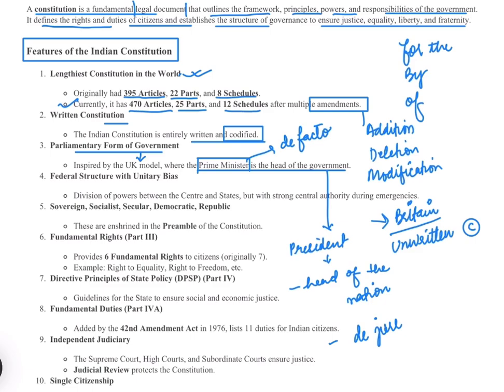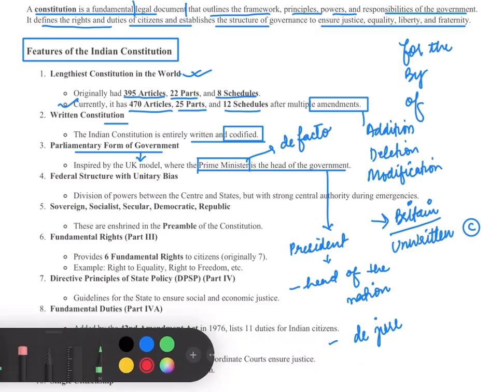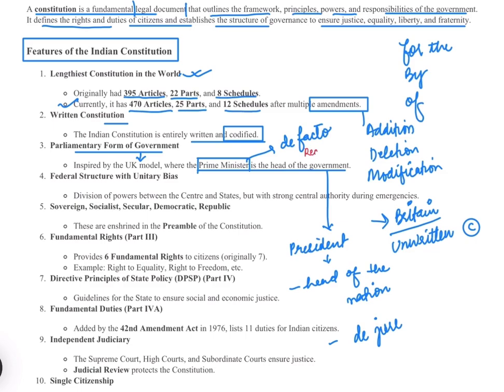Okay, so de facto means real executive, the one who has real powers, and de jure means it is a nominal post, or you can say nominal executive. So the prime minister is the real one who runs the country, but the head of the country and the nation would be the president, and he or she will be a nominal and ceremonial head of the country.